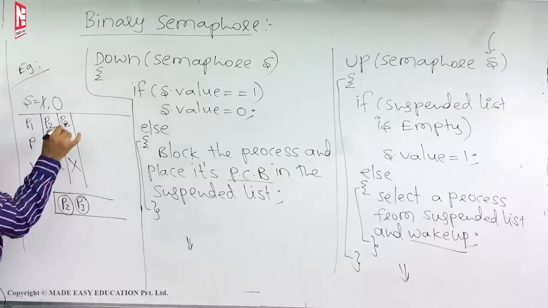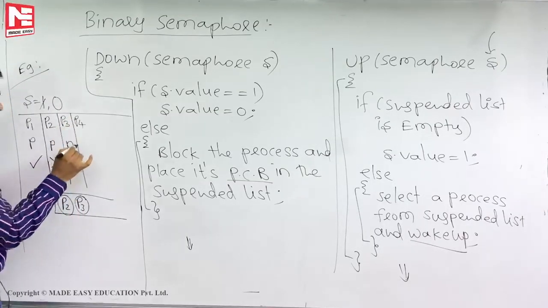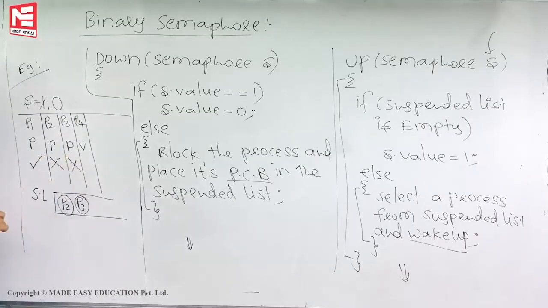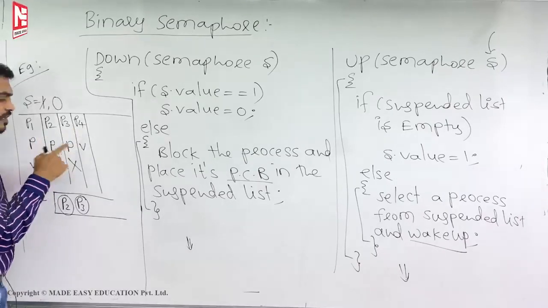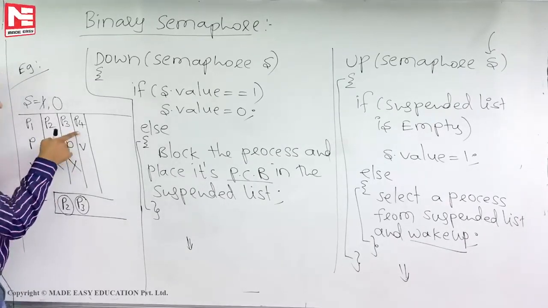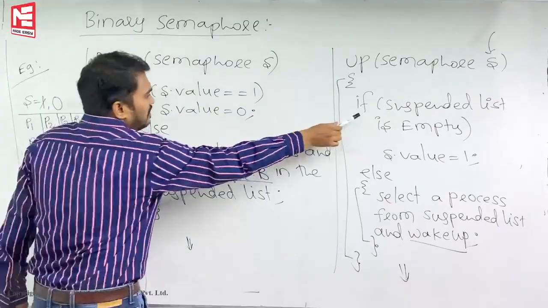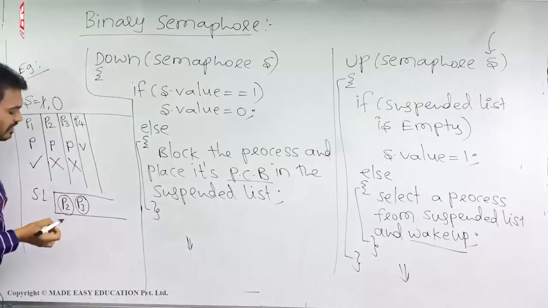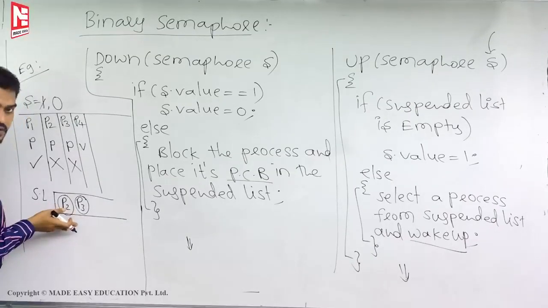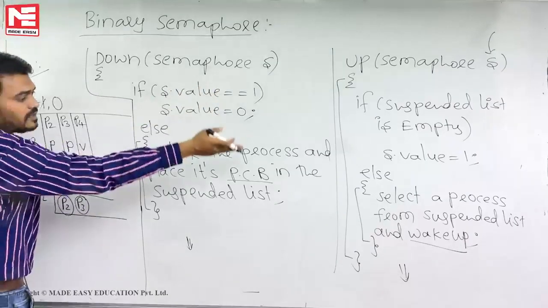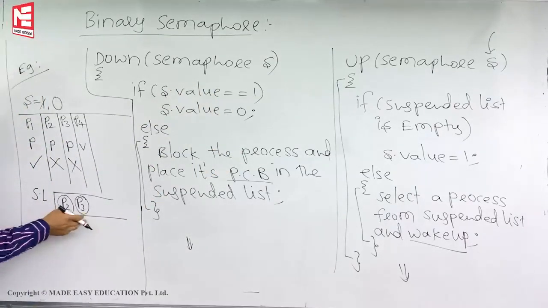Okay, now next, process P4 performing up operation. कोड आपके सामने है. P4 performing up operation. तो क्या होगा? Up operation कर रहा है, तो suspended list is empty, चेक करोगे. देखो यहाँ पे suspended list is empty, true or false? False. तो false है, suspended list empty नहीं है. Empty नहीं तो क्या होगा? Else part में आओगे. Select a process from suspend list and wake up.